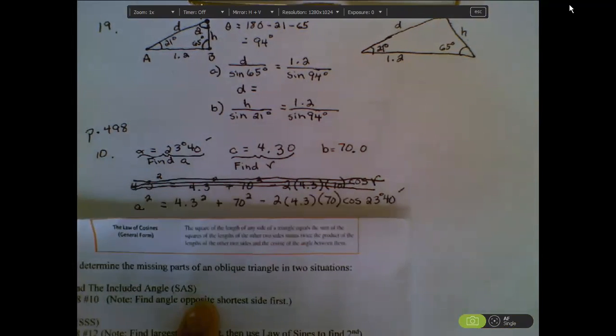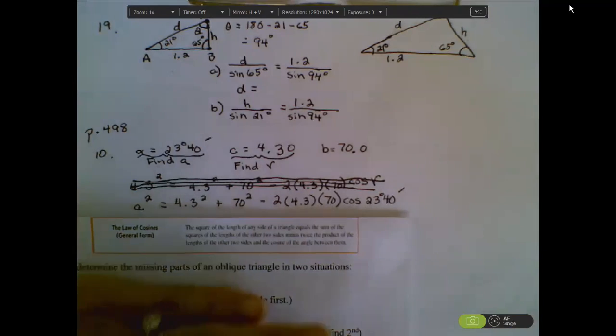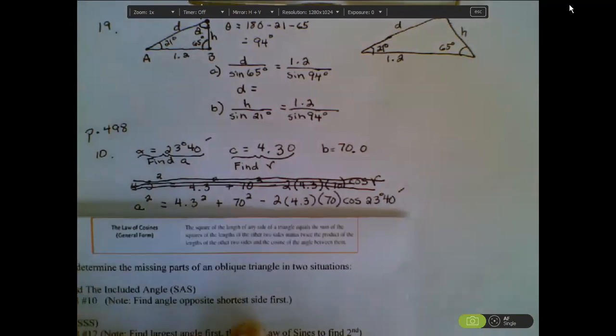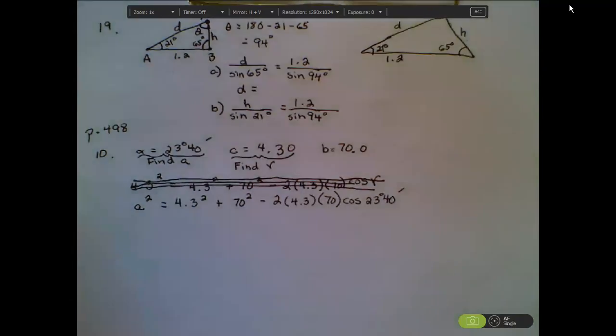We'll apply this note in just a minute: find the angle opposite the shortest side. I have to find what the third side is before I know which is the shortest side. So that was not what I should have been thinking first. What I should have been thinking first is find the other side, and then find the angle opposite the shortest side.